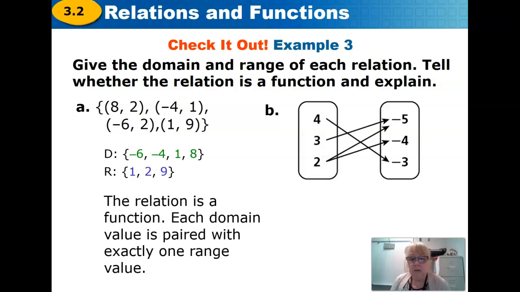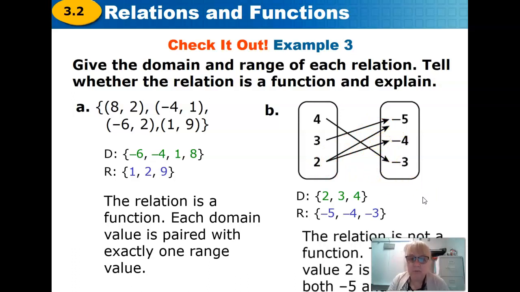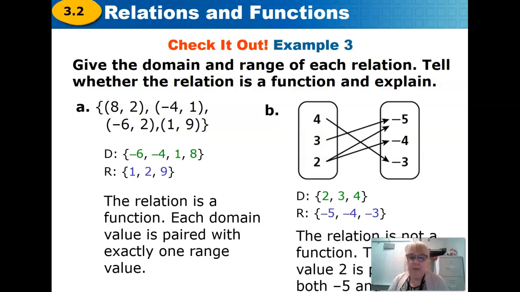In our mapping, we have 2, 3, 4 for our domain. We have -5, -4, -3 for our range. But look at what we have here. We have 2 has 2 different y values. So this is not a function. It is paired with, the 2 is paired with both -5 and -4.